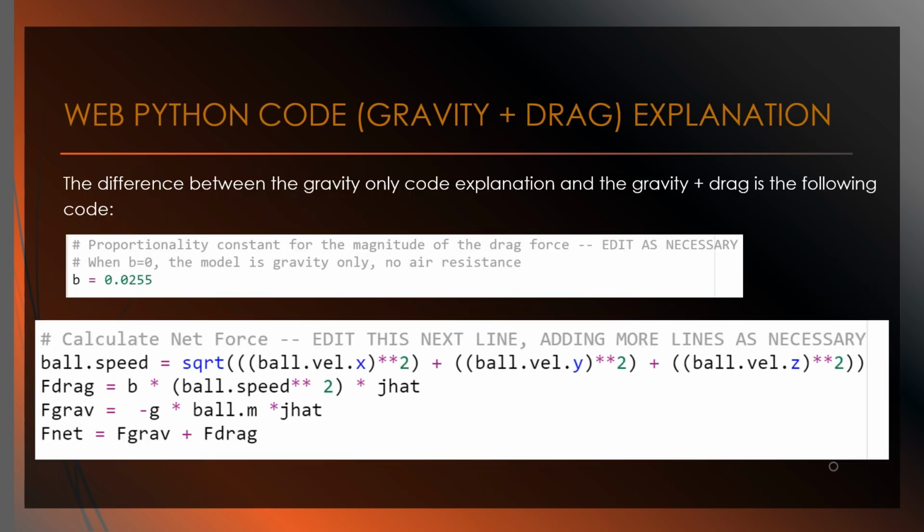Now, when we did our experiment, the only difference between the gravity code and the code with drag is these two parts right here. I did calculate our b value, which we got right here, and since we are accounting for drag, this was not 0. And basically, our F net now equals the force of gravity plus the force of drag, and our force of drag was calculated using the ball speed and our b variable and the j hat right here.